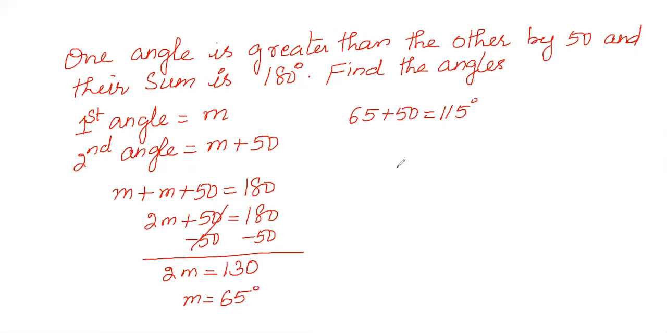Okay, now how to cross check? You have one angle as 65, right? The other angle is 115 we got. When you add them, it should be equal to 180, and that is equal to 180. So your answer is correct. This is how you solve the word problems, right?